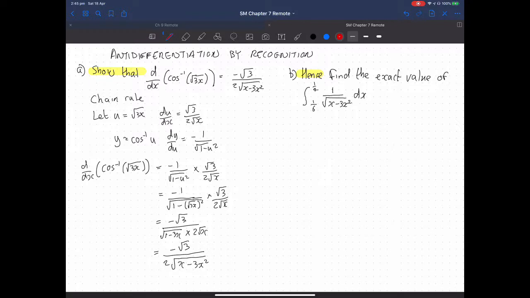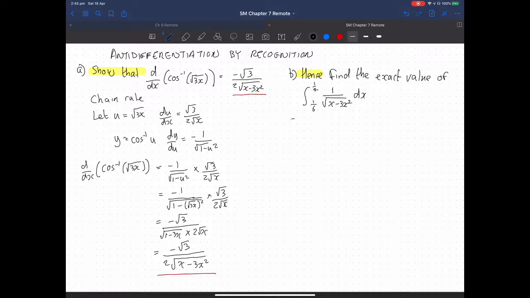Comparing what we were asked to show and what our answer is, you can see they are the same. So we have shown that is true. Now we're going to move on to part B. Part B says hence using. So you must use the result that we have just got. If you did it any other way, you would be incorrect.